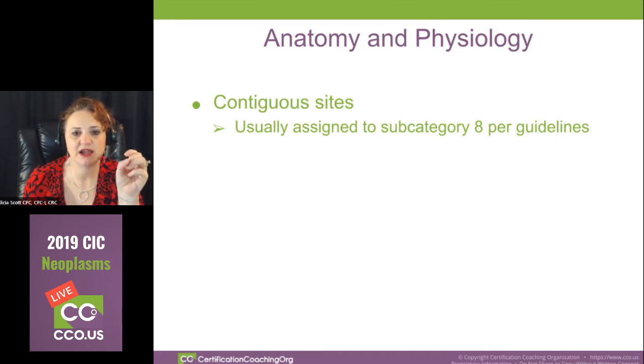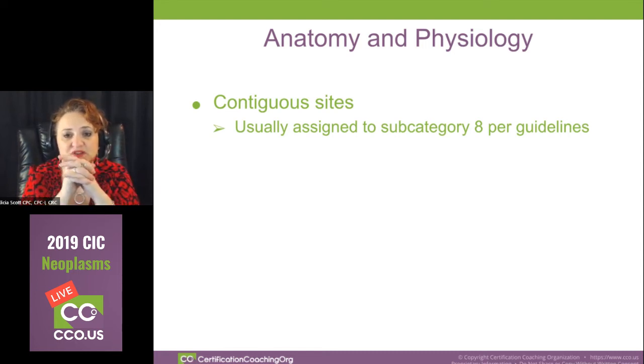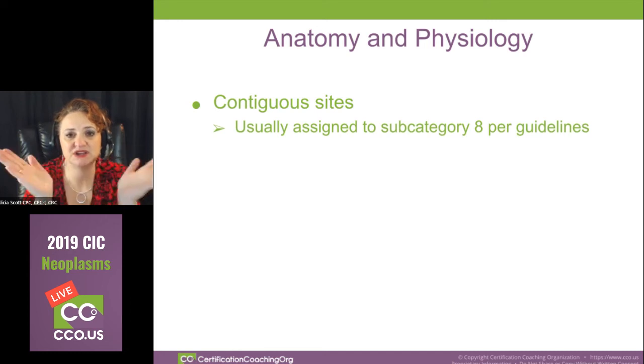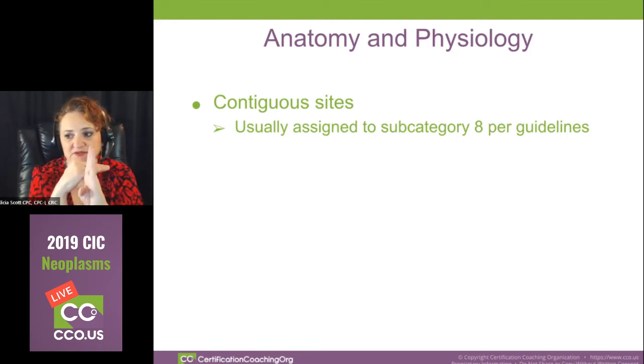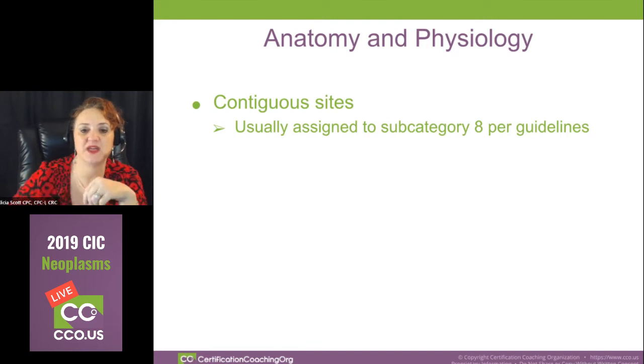Subcategory 8 per guidelines if you have continuous sites. So that means there's a specific code for cancer of the lung that encompasses the entire lung. Okay, so continuous sites. You'll see this very much in breast cancer because breast cancer has been studied so much that we used to just have the breast divided up into quadrants. Now it's even levels of quadrants and everything, so it's extremely specific, and that's pretty cool.